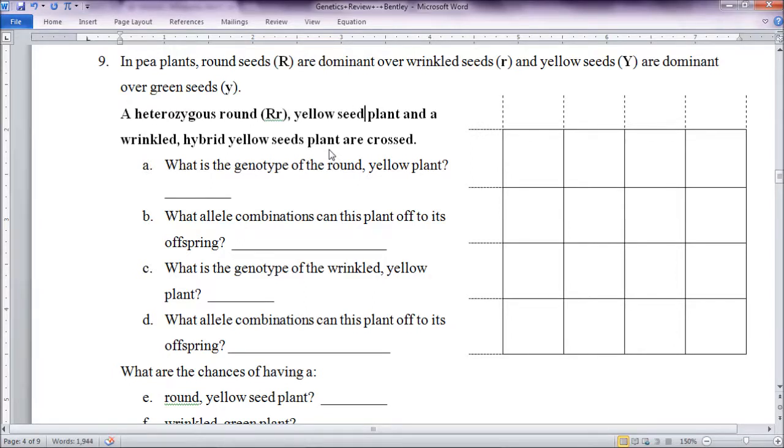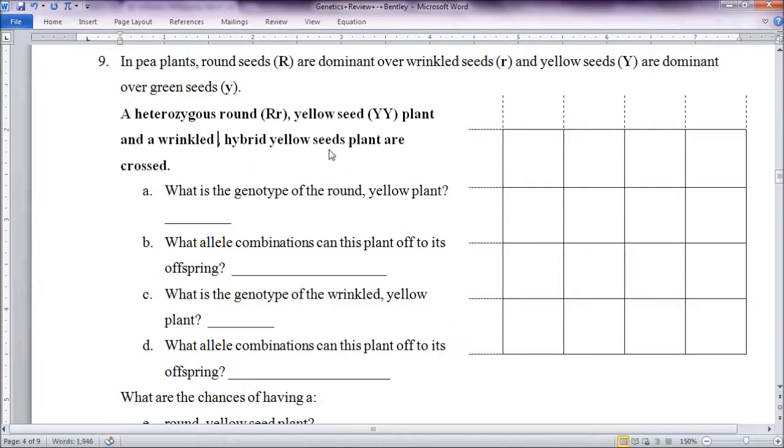A yellow seed plant, though, could be capital Y, lowercase y, or capital Y, capital Y. They didn't specify, so let's assume they meant to say also heterozygous for the yellow seed. And a wrinkled seed on this other plant means that it is little r, while hybrid yellow means that it is big Y, little y. And actually, looking up, I now realize that I accidentally said big Y, little y.